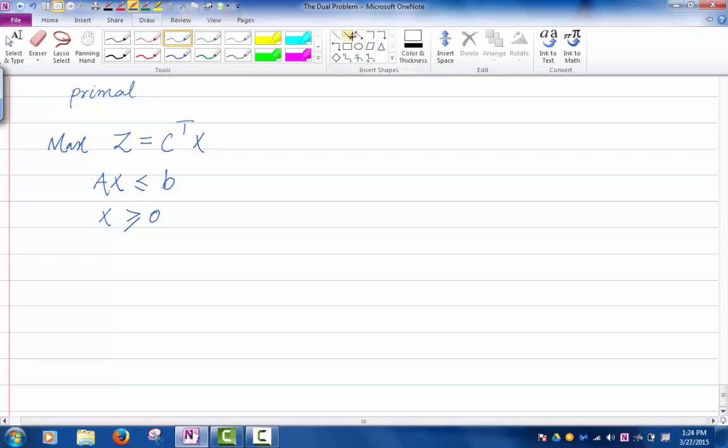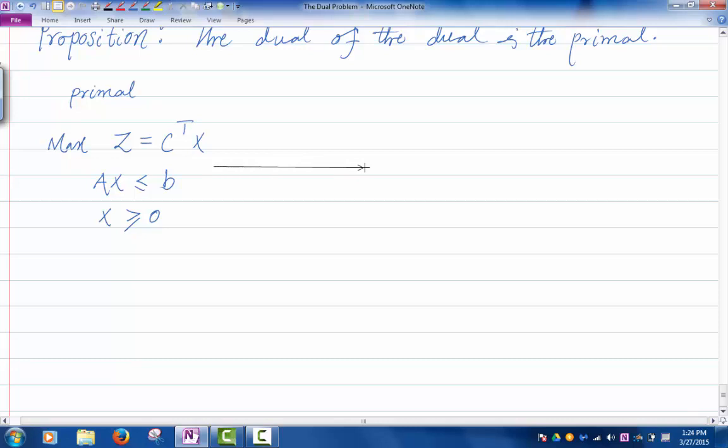Let me use an arrow here. So I'm going to dualize that. So what's the dual of this? The dual would be, right, minimize W, which is B transpose Y. B is coming from the right hand side of the functional constraints of the primal, right? And then what are the constraints here? A transpose Y larger or equal to what? C. C is coming from the coefficients of the objective of the primal. And then Y, the dual variables, are also non-negative.